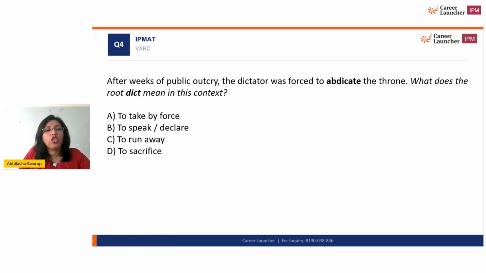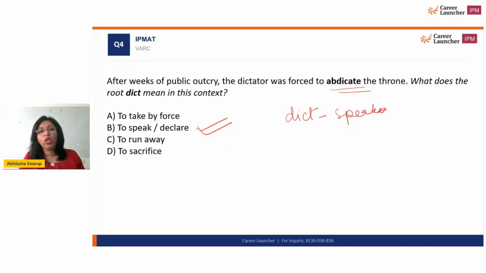All right. After weeks of public outcry, the dictator was forced to abdicate the throne. What does the root word dict mean in this context? So the root word dict means to speak or declare, right? So of course, to speak or declare, that's the correct answer. Abdicate means to leave the throne. The dictator, of course, is the person who rules or controls.